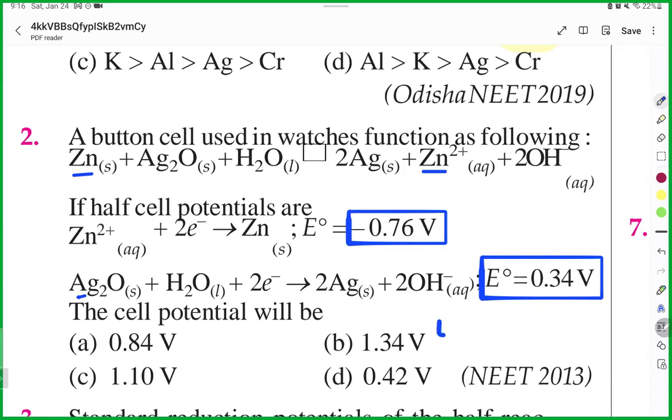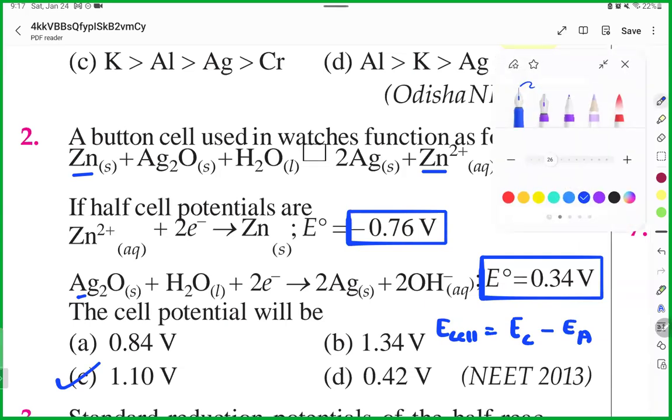So in this case, E cell will be equal to E of cathode minus E of anode, so plus 1.1. Not minus, because you always get plus. And I told you that you will never make a mistake in this. So plus 1.1. How do we know, guys?